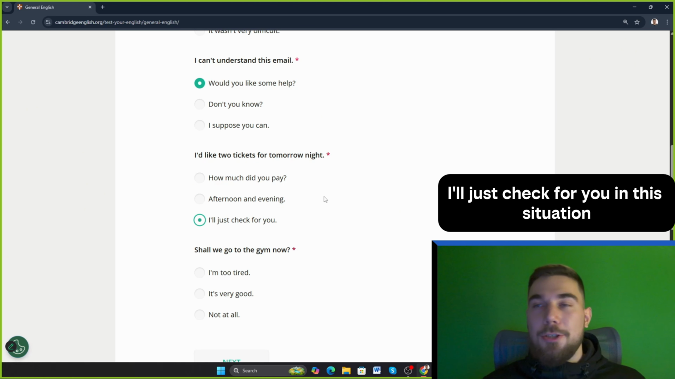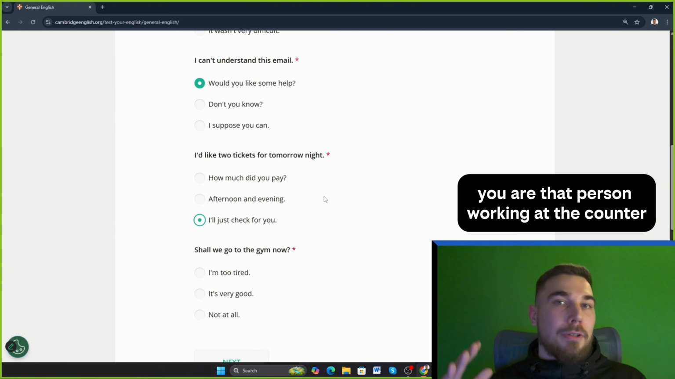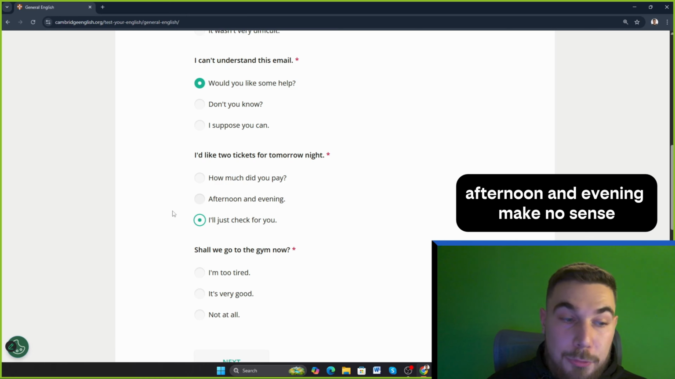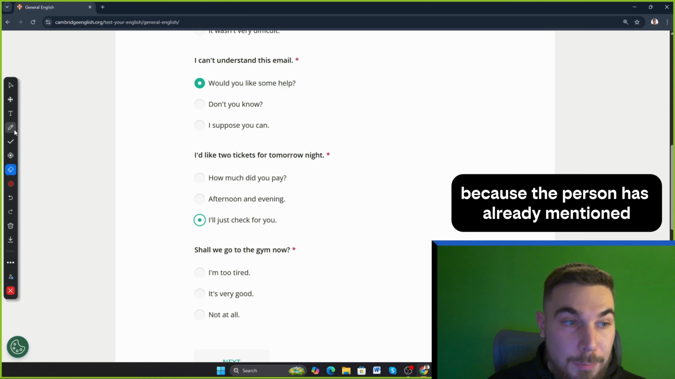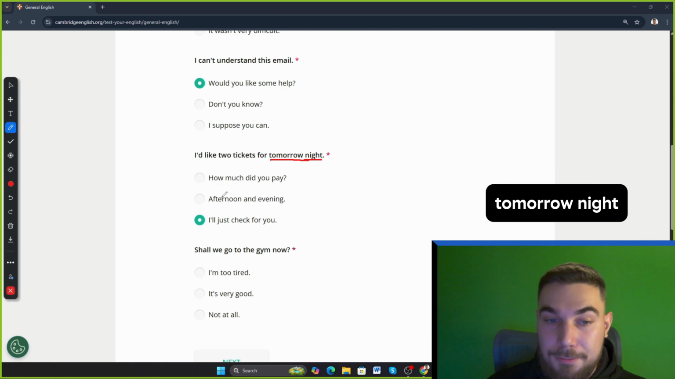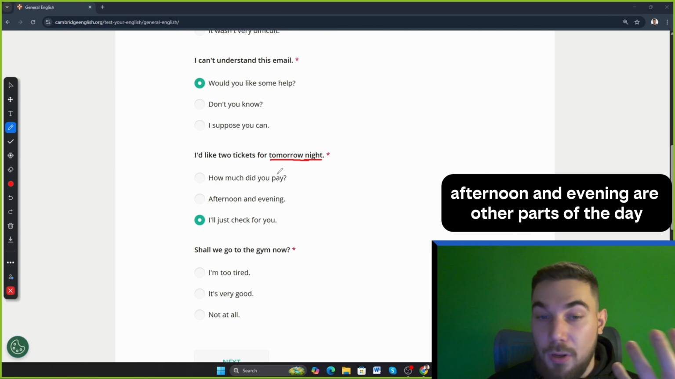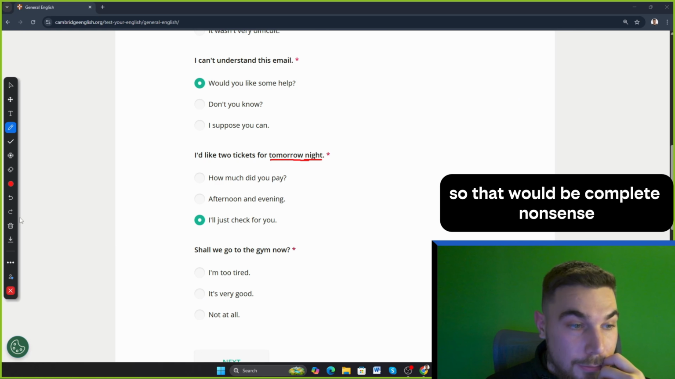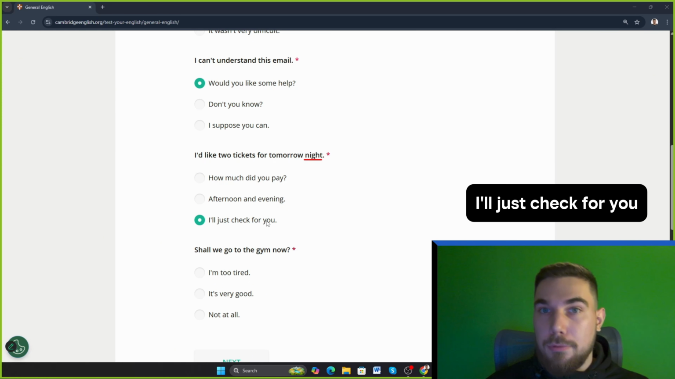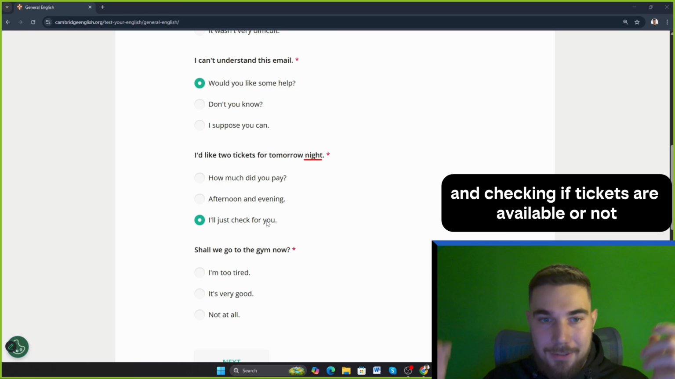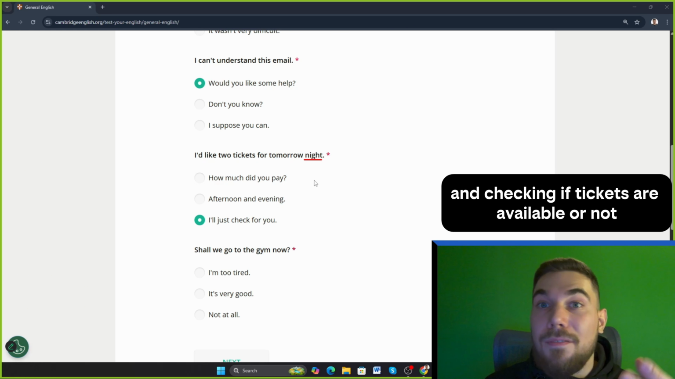In this situation, you are that person working at the counter selling tickets. Afternoon and evening make no sense because the person has already mentioned tomorrow night. Afternoon and evening are other parts of the day which come beforehand, so that would be complete nonsense. I'll just check for you means you're entering their wishes in the database and checking if tickets are available or not.